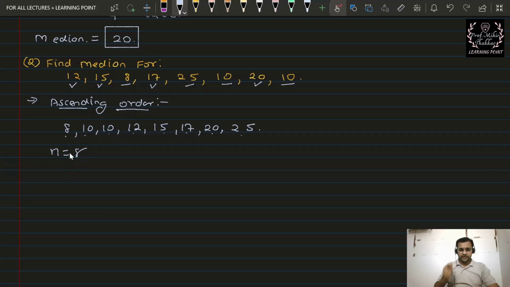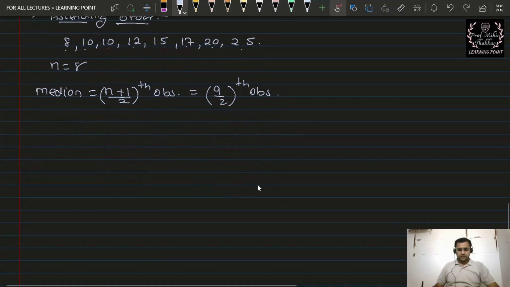So now guys, listen very carefully to how we calculate the median for this. I will not be using any other formula. Again, the same formula that I just gave you. Median is equal to (n plus 1) upon 2 th observation, which over here comes out to be 9 upon 2 th observation. Okay guys, so how do we calculate the median for this particular data? This will be equal to the 4.5th observation. So how do I calculate the 4.5th observation?